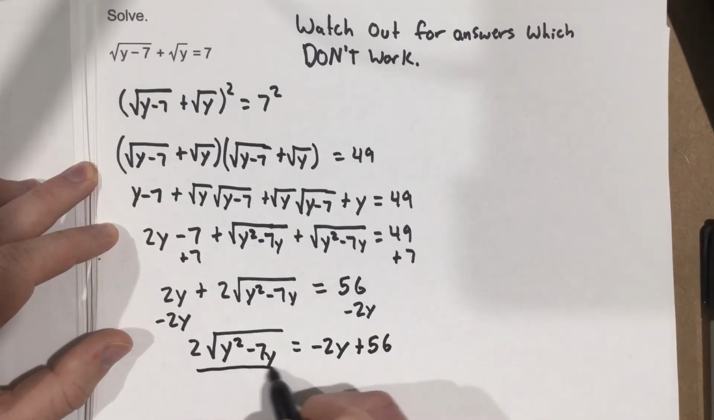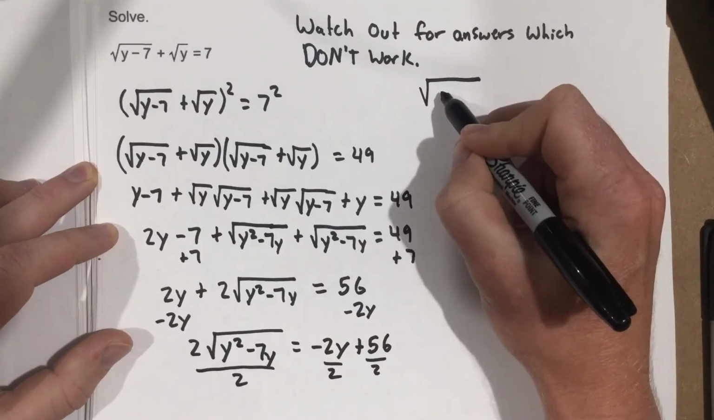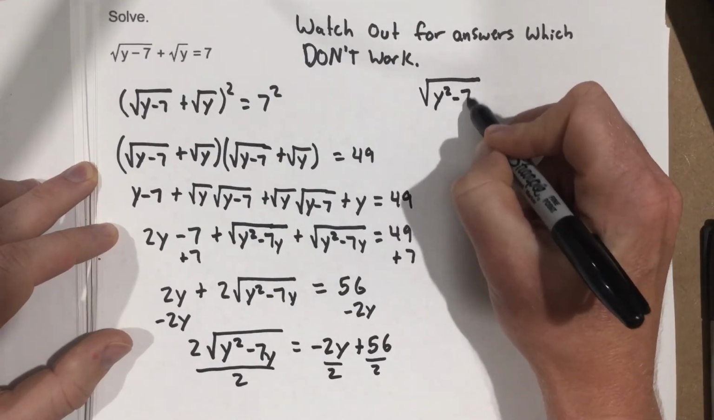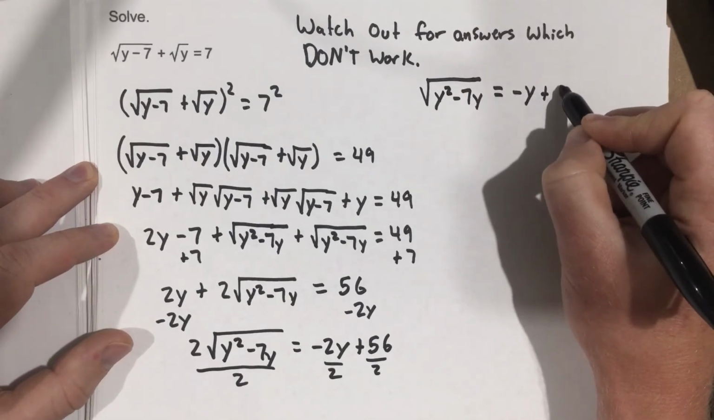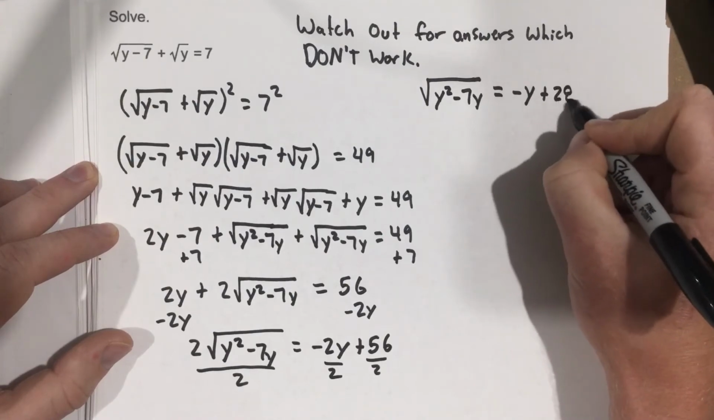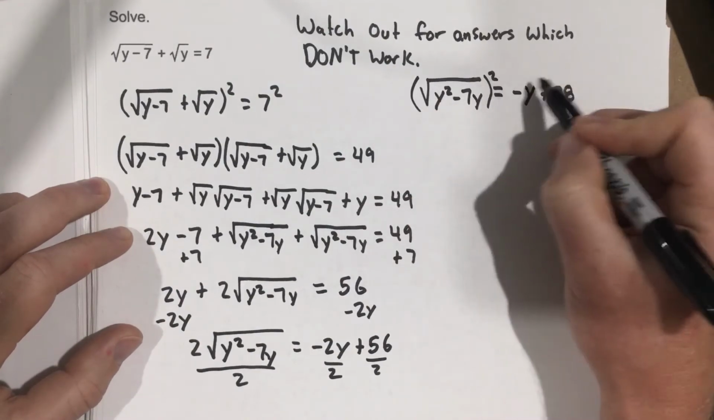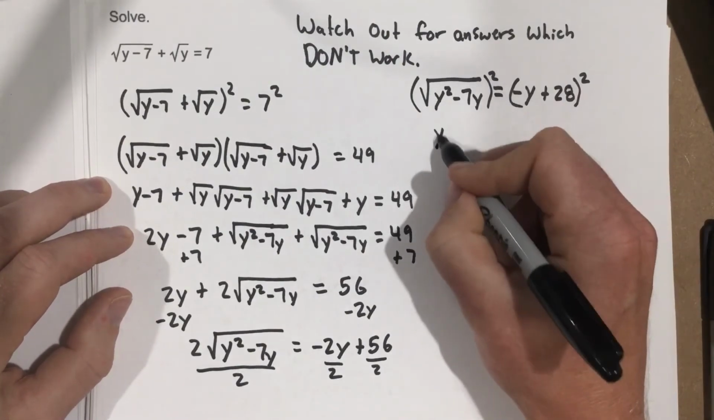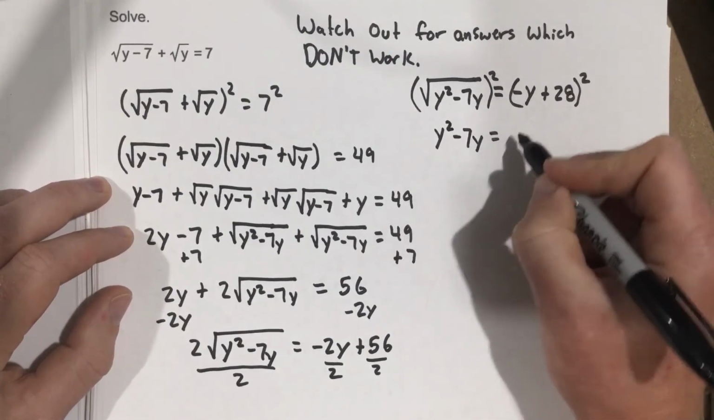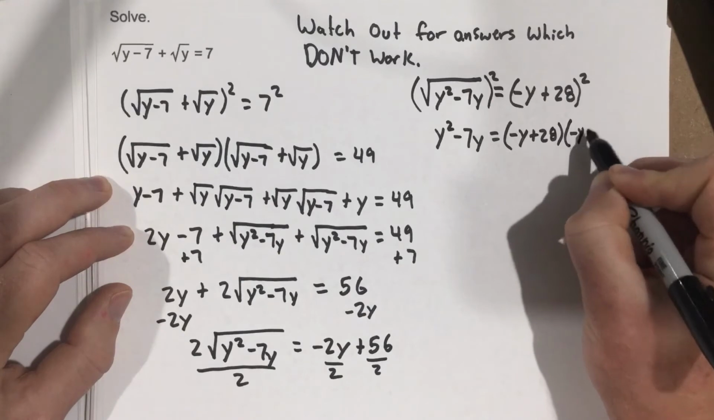And then I'm going to divide each side by 2. And that's going to give you, or rewrite it up here, radical y squared minus 7y equals negative y plus 28. Now I'm going to square this side and this side one more time. That gets rid of the radical, so I have y squared minus 7y equals negative y plus 28 times negative y plus 28.